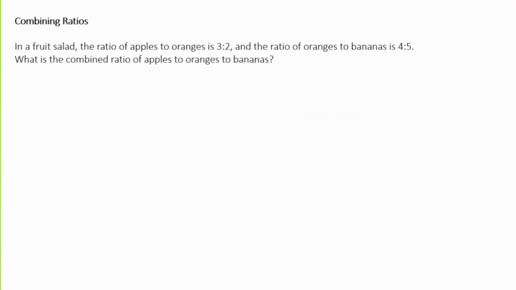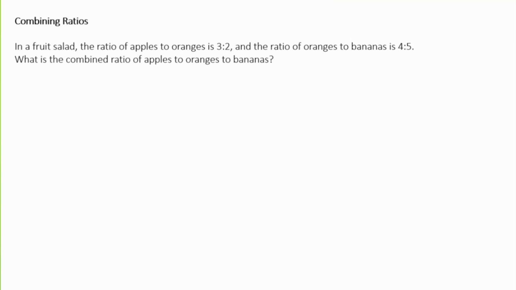In a question where we are required to combine ratios, we will always be given two ratios that have a common variable, and we will have to combine them into a final ratio in order to solve the question.